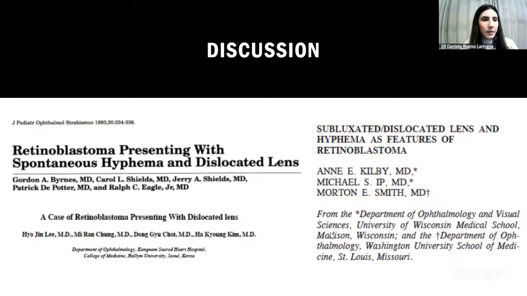So, retinoblastoma can present with a variety of signs and symptoms. Dislocated lens is a very rare manifestation. There are only a few cases reported. The mechanism is believed to be necrosis of the zonular fibers and ciliary body caused by chemical mediators that are released by the tumor or by the direct infiltration of the tumor. In some cases, it also happens because of the tumor stretching the lens.